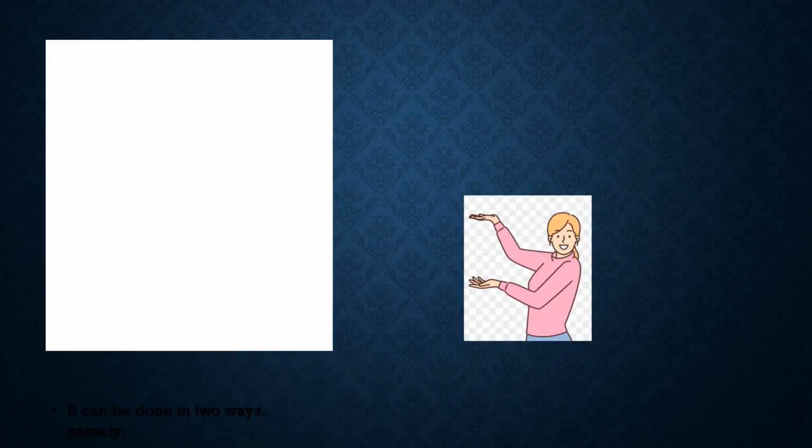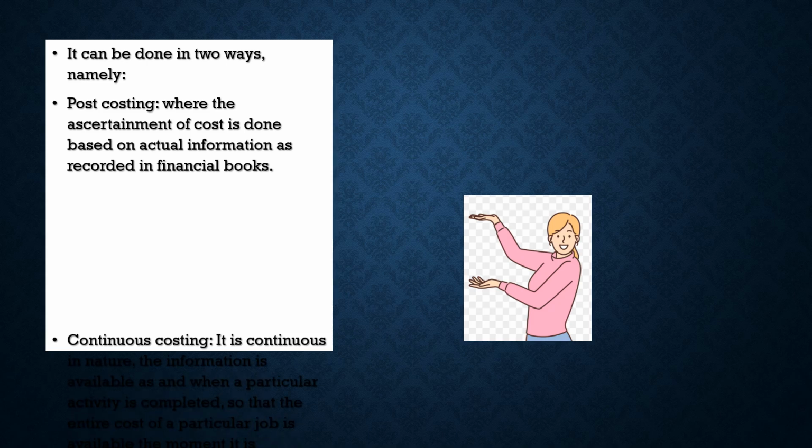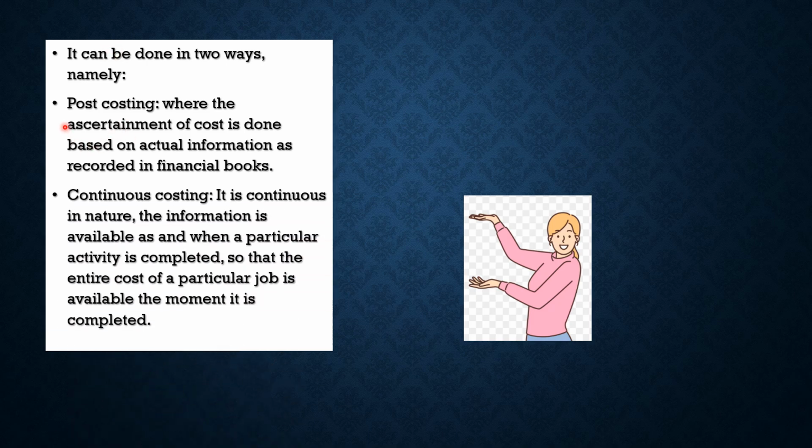And the next one can be done in two ways, namely post costing and continuous costing. Post costing, in this type of treatment, the costing information is ascertained based on the information which is recorded in the financial books. That means the cost of a product is ascertained based on the financial data recorded in the financial books. This is about post costing.